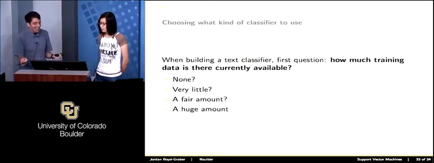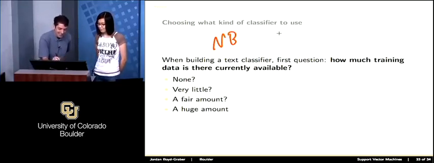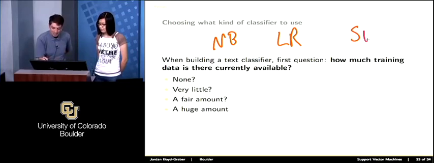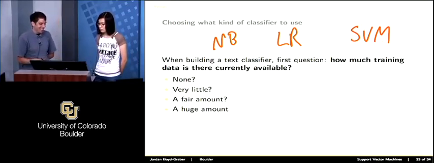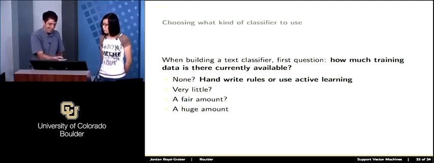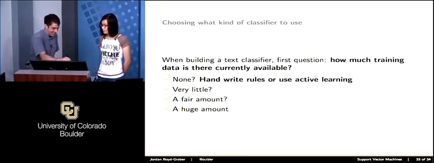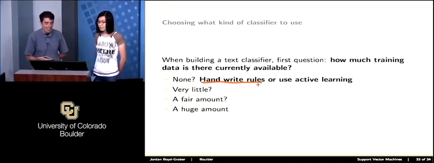how do you know what classifier to use? We talked about a number of classifiers: naive Bayes, logistic regression, and now support vector machines. How do you know which classifier to use? One question you might ask is, how much data are there? If you have no data, then you have to do something else. You can't use a classifier. You need to write regular expressions or use active learning or something like that.